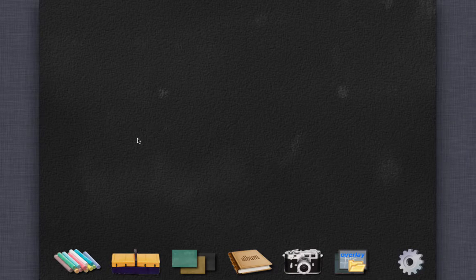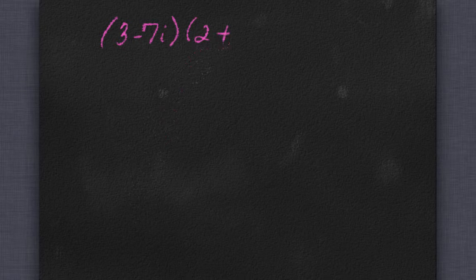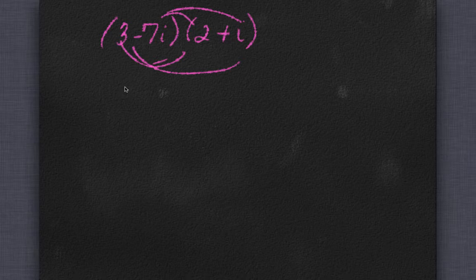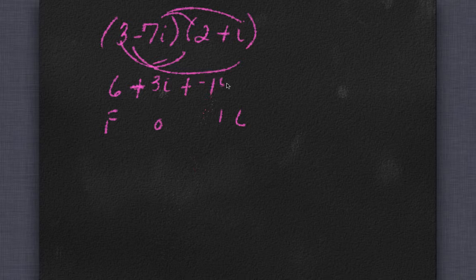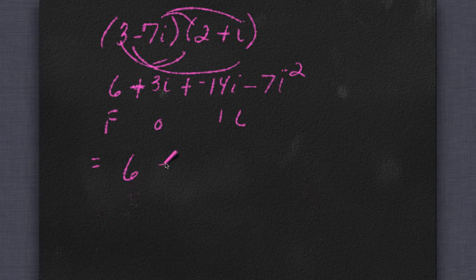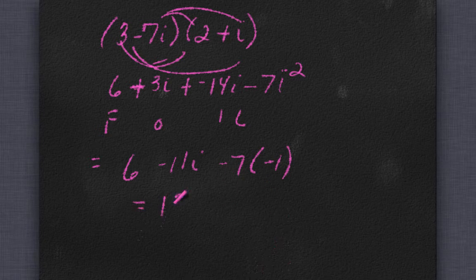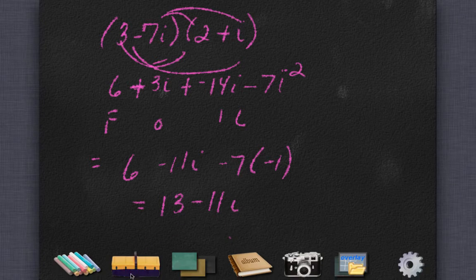So the only thing really to think about is multiplication and division. So multiplication, you just FOIL it. So we're just distributing. First we distribute the 3, then we distribute the -7i. So we have 3 times 2 is 6. Outside is 3i. Inside is -14i. Last is -7i squared. So that's 6 minus 11i from these two. -7 times -1 is +7. So that is done.